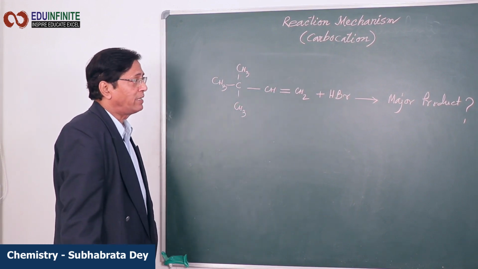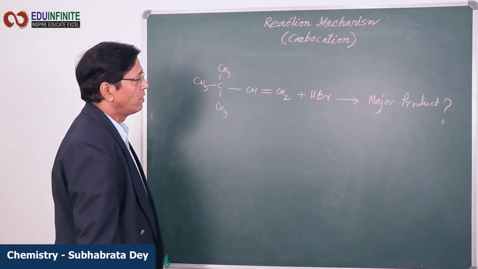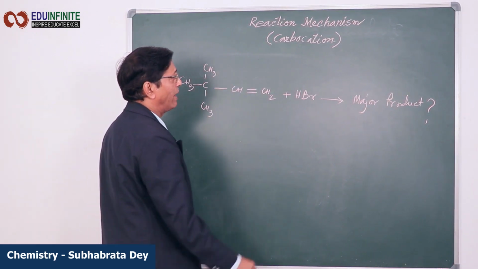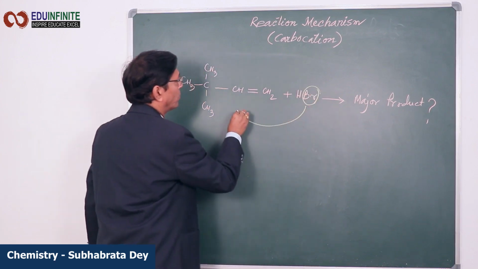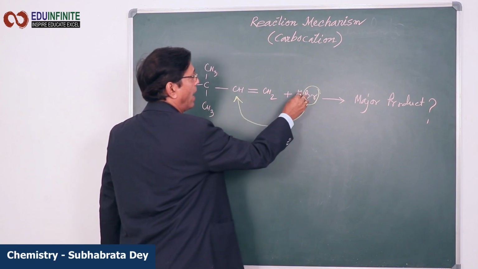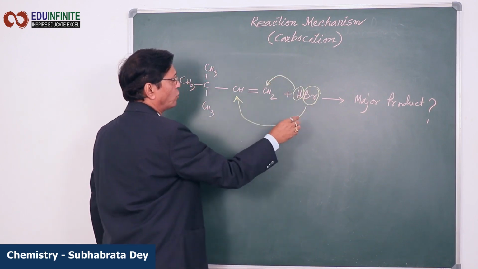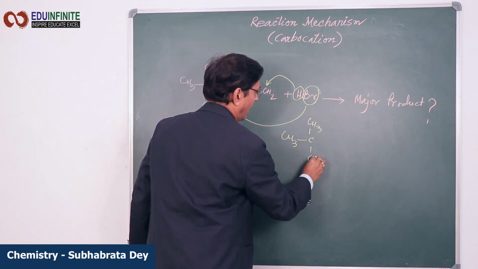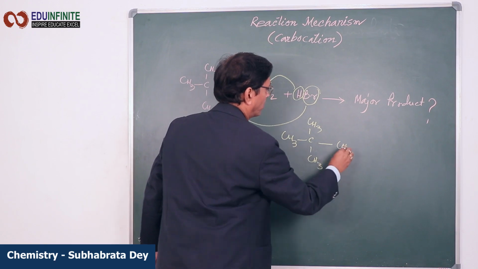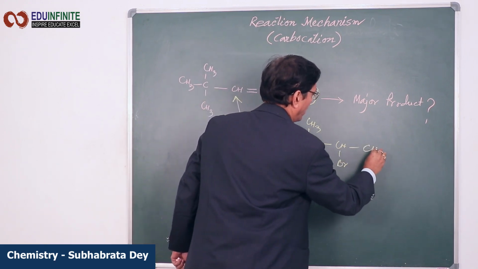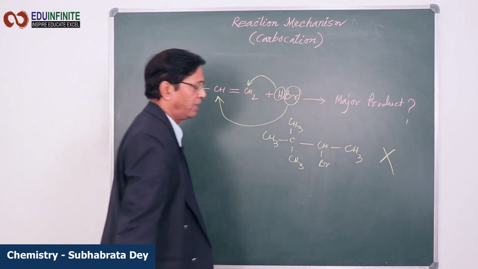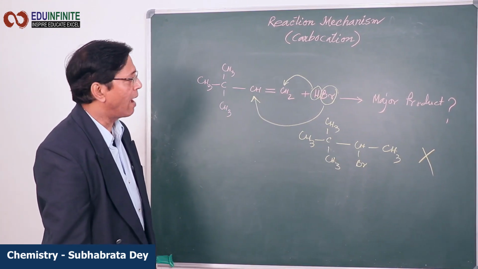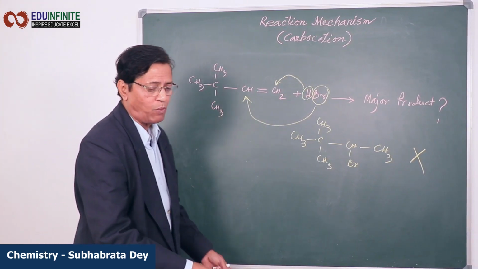Most of the students, about 99.99% of students who are not acquainted with the mechanism of this reaction, will make the bromine come here, to the carbon having the lesser number of hydrogens, and this hydrogen is coming here. So most of the students will give the answer that this is the major product. But unfortunately, if it is in an MCQ, this is wrong, and for the wrong choice you have negative marking. So be careful about this.